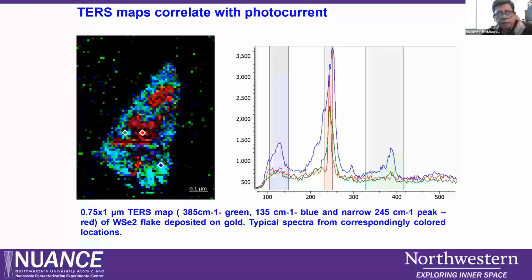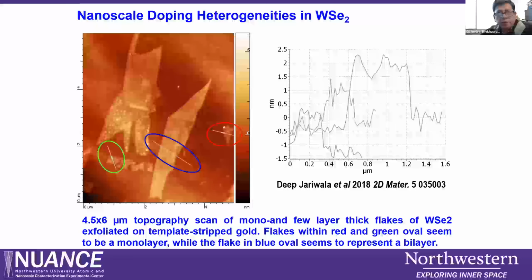You can see this is a TERS and photocurrent map overlap. So you can also overlap them to identify the differences. This is an example of a thick flake, and it's a combination of monolayers, bilayers, trilayers. So the idea is to identify the doping variations within these materials.